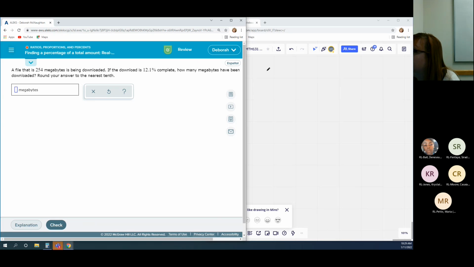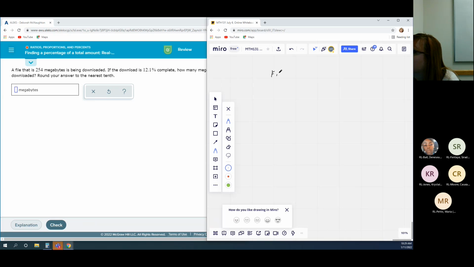Okay, so the file is 254 megabytes. And the download is 12.1%.